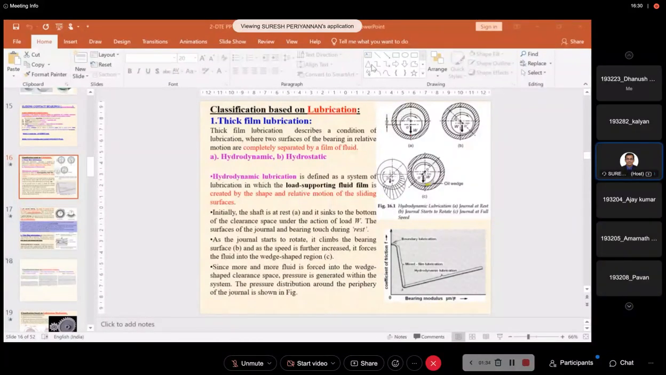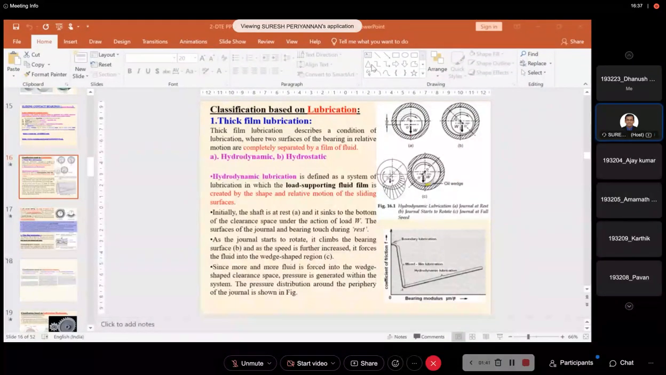Okay, we continue the topic we started last week, bearings. We already discussed the bearing concept, applications of bearings, and types of bearings: rolling contact bearings and journal bearings. We discussed the differences between them, and what type of load acts on each: axial load, thrust load, or a combination of these two loads. Those things we discussed in the last class.